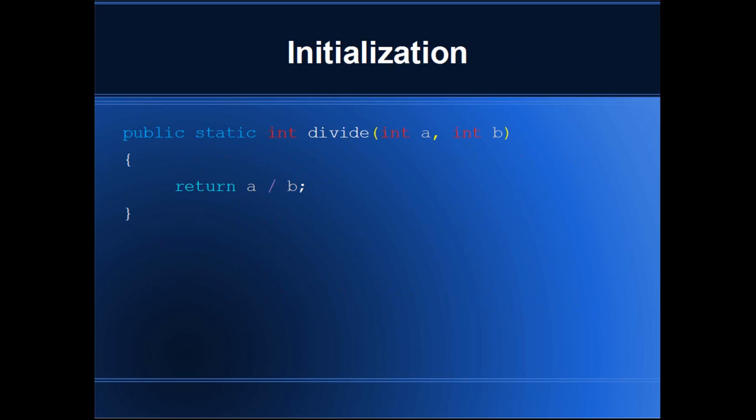Initialization of a value returning method is like so. You have public static int, which describes which data type the method is returning, divide, the name of the method, integer a and integer b, which are the parameters the method accepts, and it goes down and returns a divided by b. And you remember, since this is returning an integer, it's only going to return the integer value of a divided by b, not the entire float.